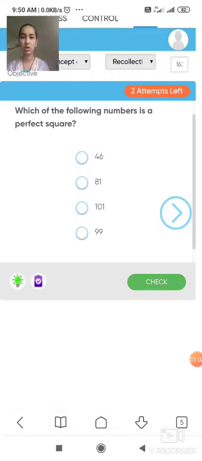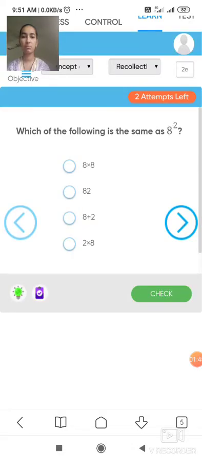Okay, perfect square, what does that mean? How are we finding the perfect square? If a number is multiplied by itself, then that gives a square. Now, is 46 a perfect square? No. Then what about 101? It is also not a perfect square. 99? No. But you can see 81. When we multiply 9 by 9, you will get 81. 9 nines are 81. So the perfect square is 81. Okay, students?